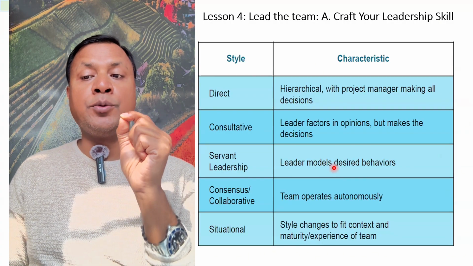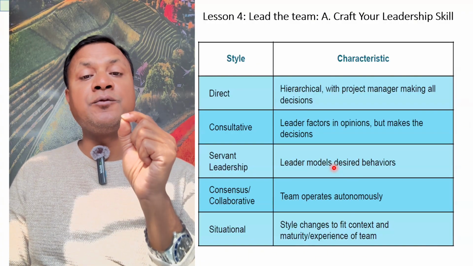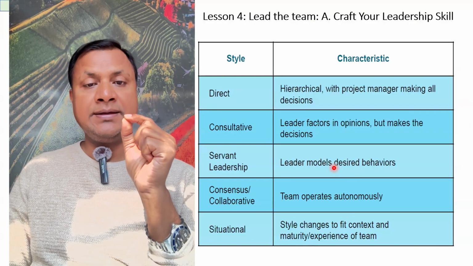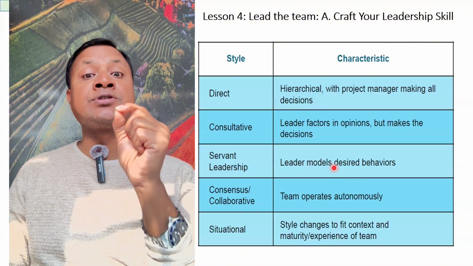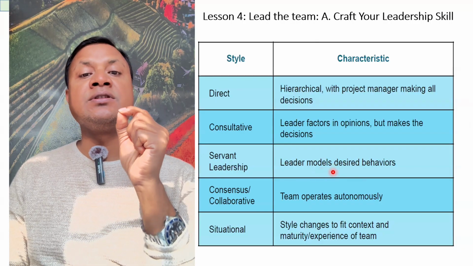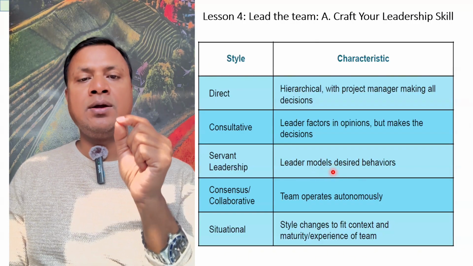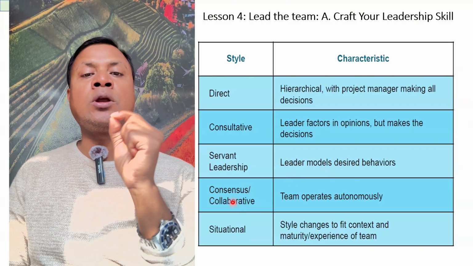Leader models desired behavior. That means the leader himself works ahead. He actually shows the path. He actually demonstrates how to do the work. So he works as a model for the working team. And another is consensus or collaborative.